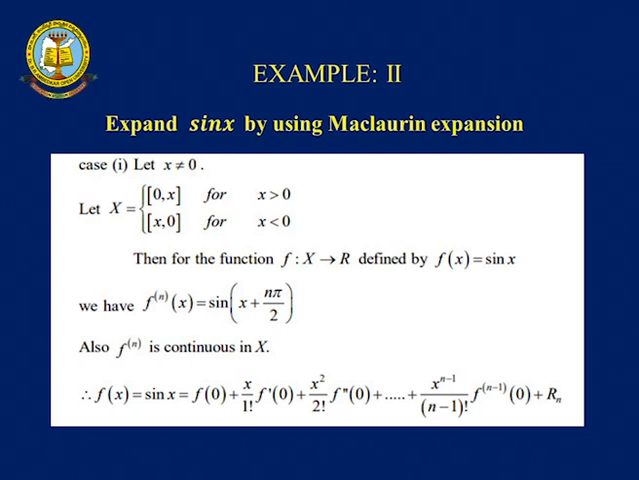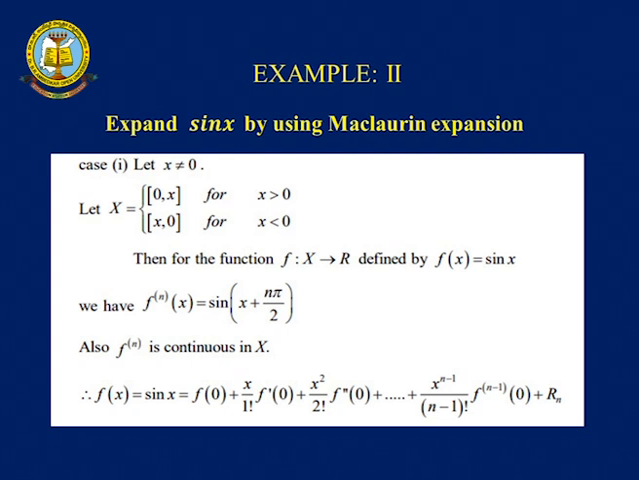So f of x equal to sin x, f dash of x equal to cos x, and f double dash of x equal to minus sin x. Again, f triple dash of x becomes minus cos x. So alternately, the signs go plus, minus, plus, minus, plus, minus, you know.